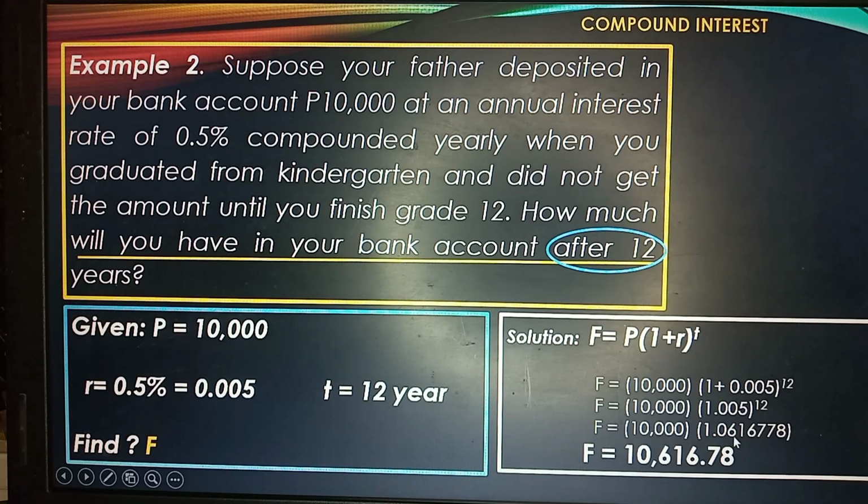So we have 1.0616778. Using the scientific calculator, this will come out as 10,616.78. Therefore, after 12 years, your 10,000 that your papa deposited in the bank will accumulate to 10,616 pesos and 78 centavos. Okay, so that is how to compute the maturity value.